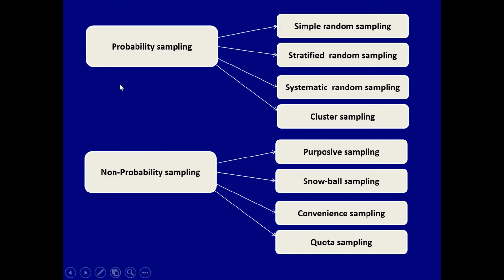In research theory, in probability sampling your chances of getting selected are a quantified, measured equal chance. There are different types of probability sampling: first is simple random sampling, then stratified random sampling, systematic random sampling, and cluster sampling. Non-probability sampling includes purposive, snowball, convenience, and quota sampling.